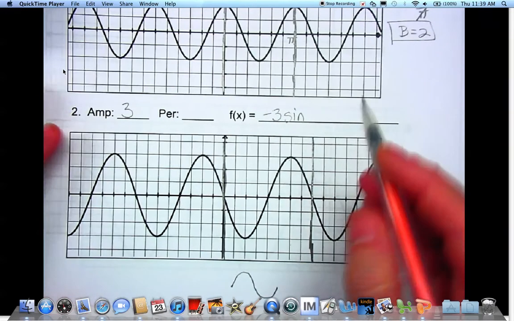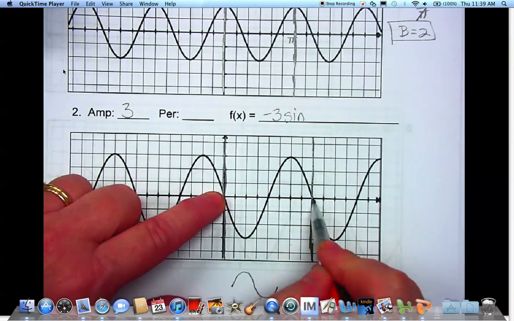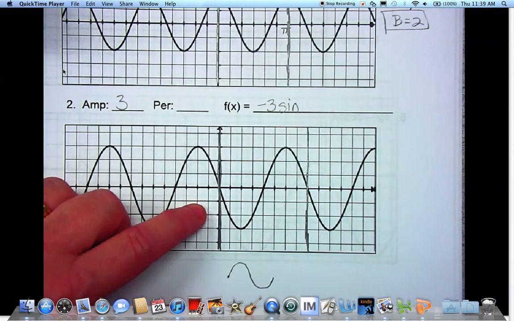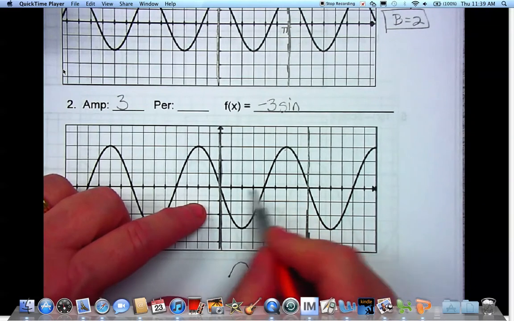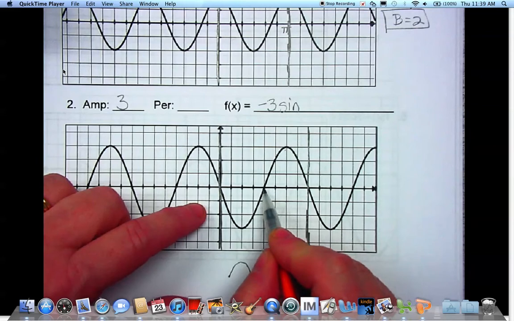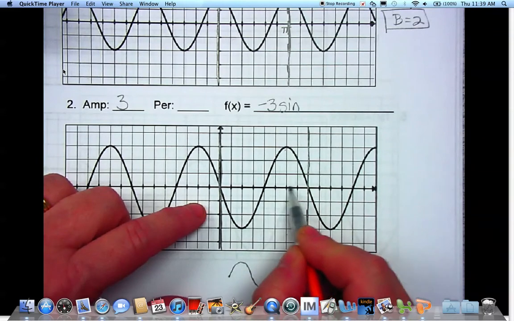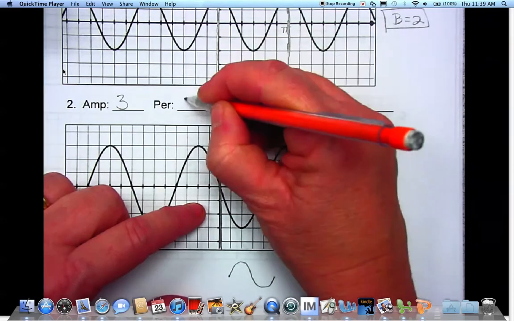The period goes from 0 to 8. How many? 4 pi over 3. Okay, how'd you get that? It should be 8 over 6, which is reduced. Good. It goes by sixths. It's pi over 6, 2 pi over 6, 3 pi over 6, 4 pi over 6, 5, 6, 7, 8 pi over 6, which reduces to 4 pi over 3.